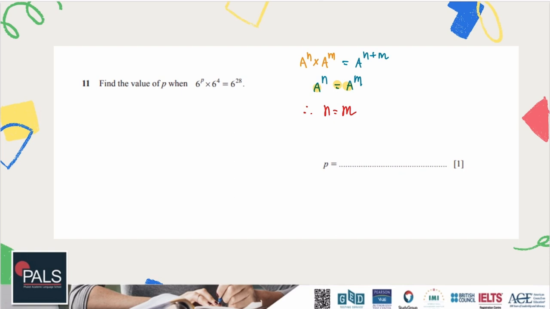So it's 6 to the power p plus 4, right, because they have the same base and the times, we will add the exponents. So it means p plus 4 equals 28. So p equals 28 minus 4, and p equals 24.